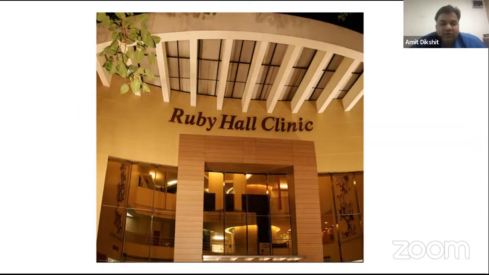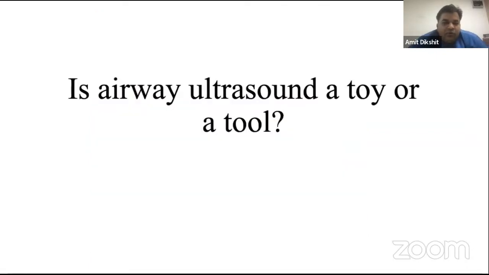So we are analyzing. Most of the time radiology technicians were not available, and we have to make all those decisions. So I think ultrasound has proven its role beyond doubt. So is airway ultrasound a toy or a tool?